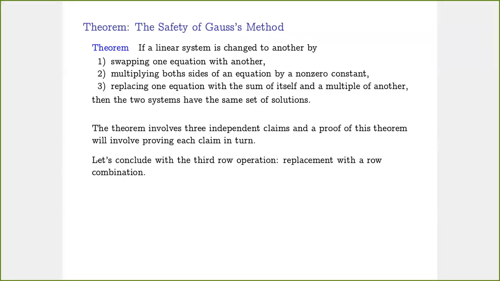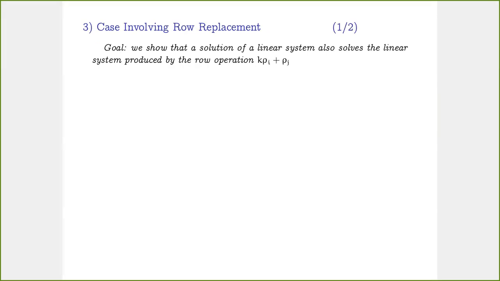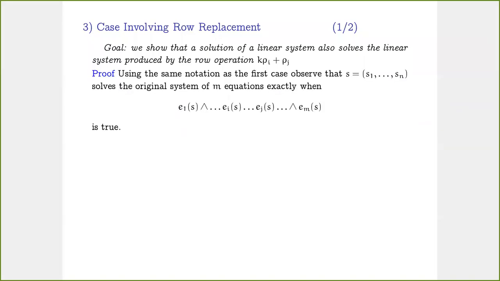Okay, let's conclude our look at the proof of the safety of Gauss's method with the third and last case. We want to prove that if a linear system is changed to another by replacing one equation with a sum of itself and a multiple of another, the two systems have the same solution sets. Okay, we're going to look at that now. And our goal is to show that a solution of a linear system also solves the linear system produced by the row operation and vice versa.